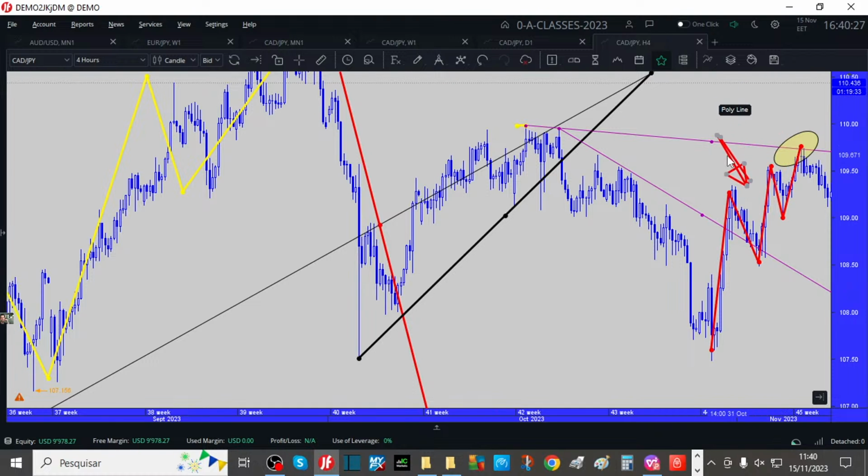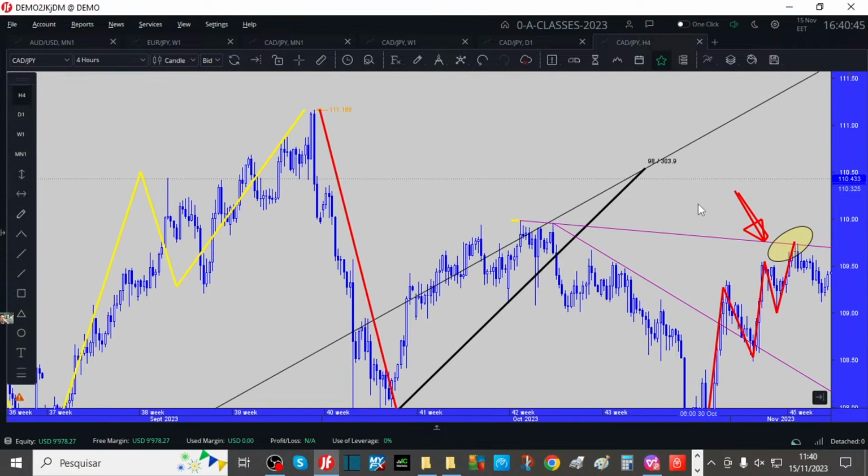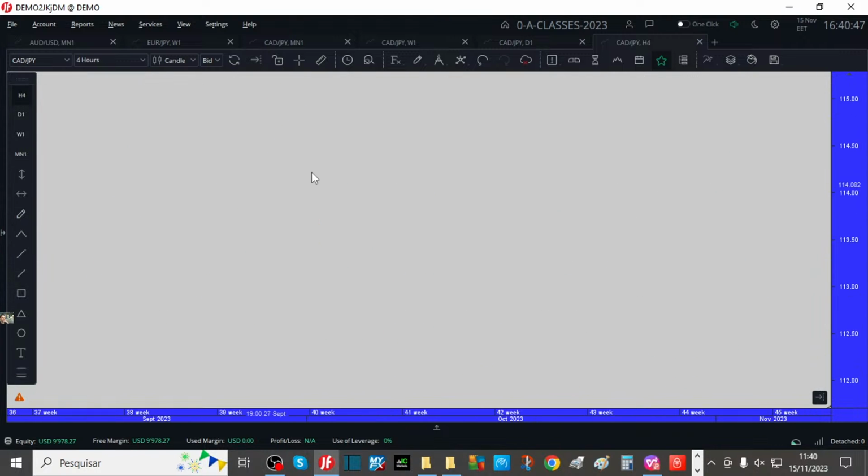Don't you dare buy up in here. Why not, boss? The market's making higher highs, higher lows. Because the trend line confirms the trend. Make sense, everybody? The trend line confirms the trend.